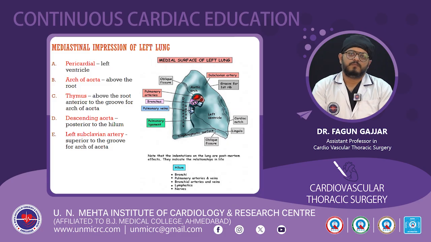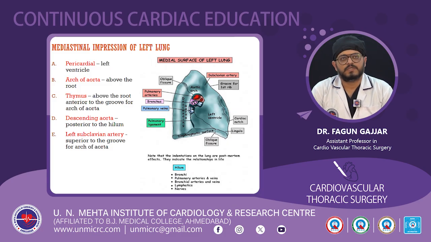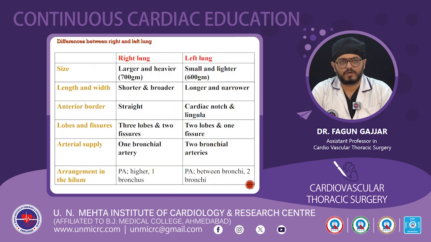These are the mediastinal impressions on the left lung. First one is the pericardial, which is occupied by the left ventricle. Second one is the arch of the aorta, which is lying above the pulmonary root. Third one is the thymus above the root, anterior to the groove for the arch of aorta. Fourth one is the descending thoracic aorta, the impression of which is lying posterior to the hilum, and lastly is the left subclavian artery, which is superior to the groove for the arch of aorta.